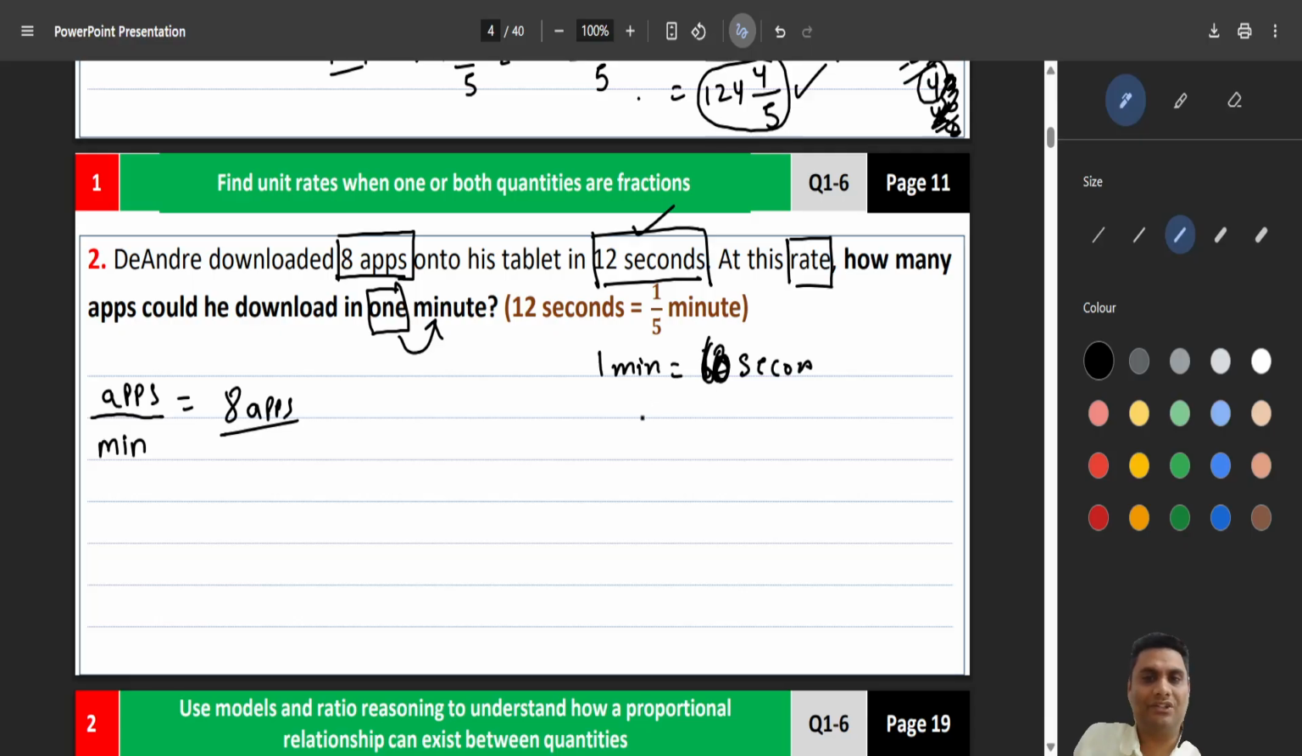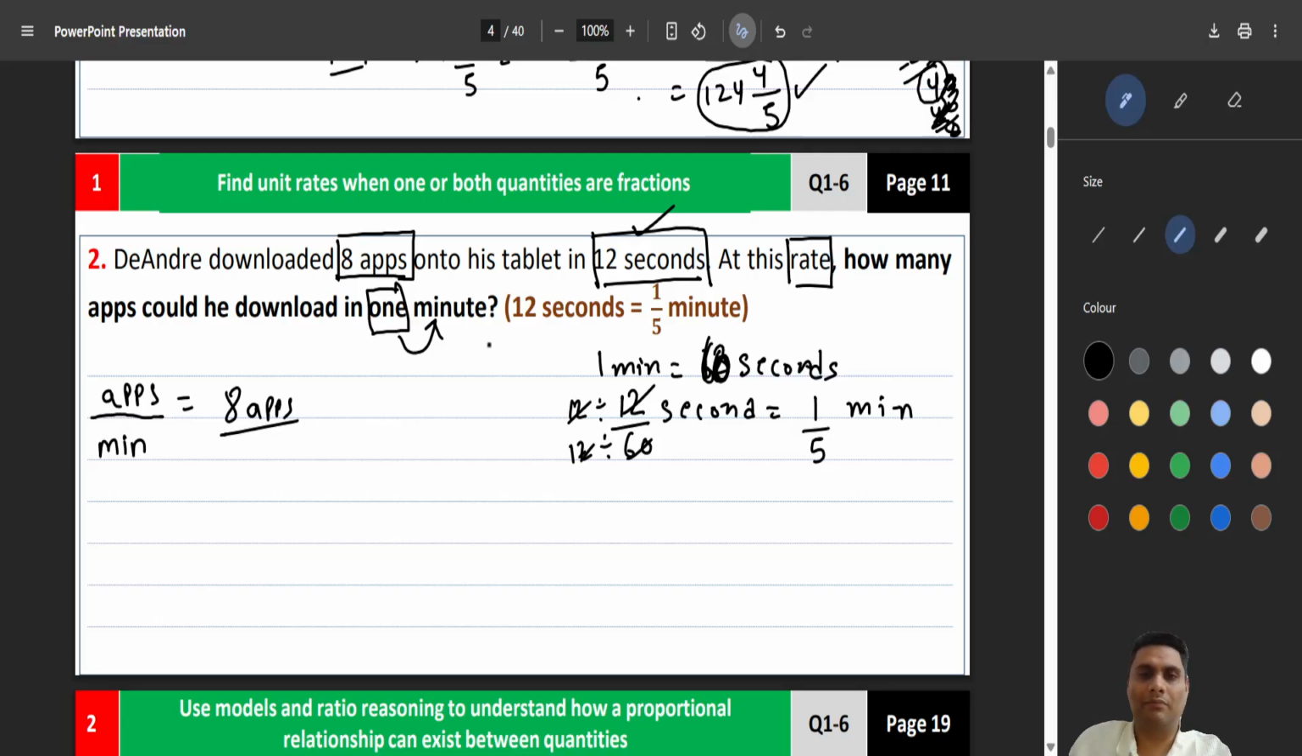Now, how will I change the seconds into minutes? Whenever seconds are given and you want to change them into minutes, again you will divide by 60. So 12 seconds divided by 60 will be equal to how many minutes? Divide both numbers by 12. Why 12? Because I know both of them come in the table of 12. 12 divided by 12 is 1, and 60 divided by 12 is 5. So this will become 1 over 5 minutes.